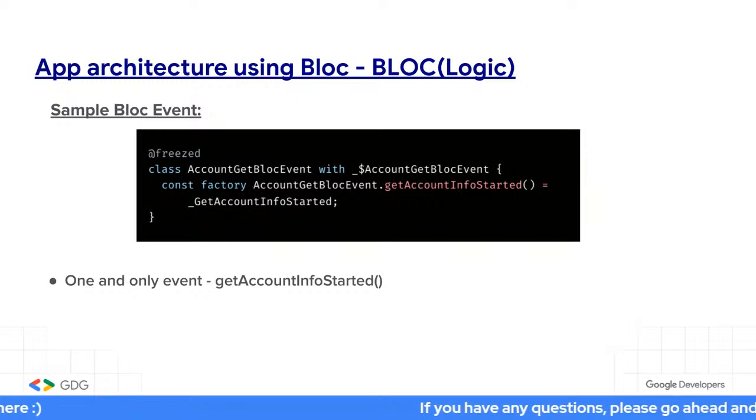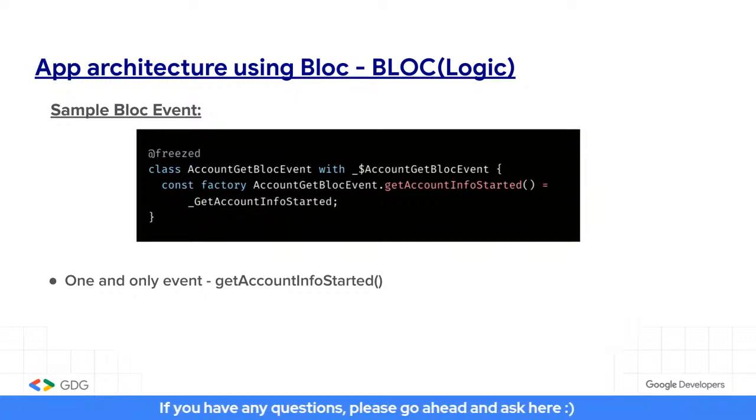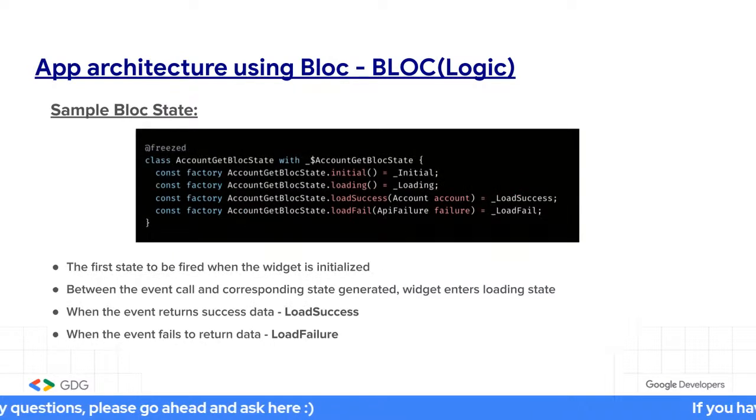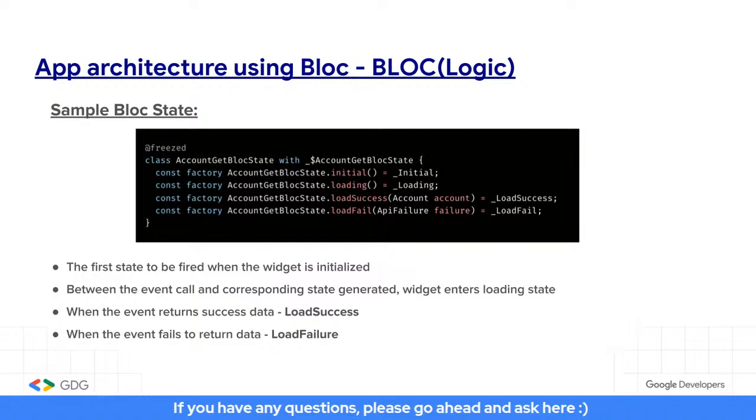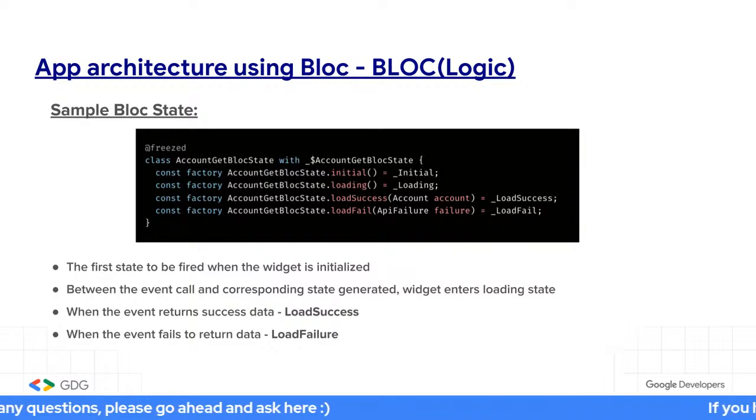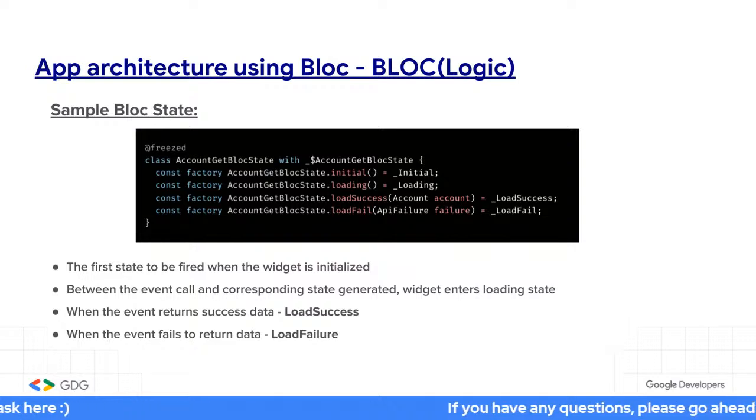Yeah, you're going to have the event class created and you just have to write in your event, and the same goes for the state. The boilerplate is going to be there and you just have to write in the possible states that need to be emitted. So I hope that answered your question.